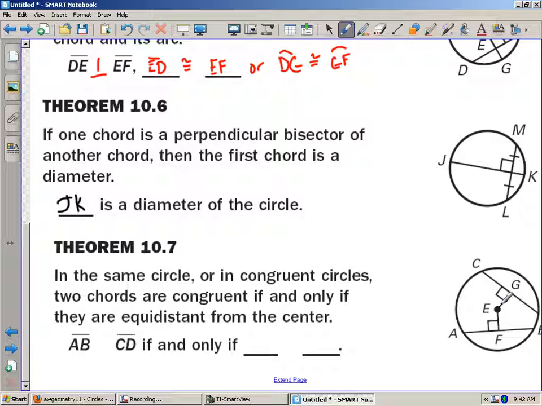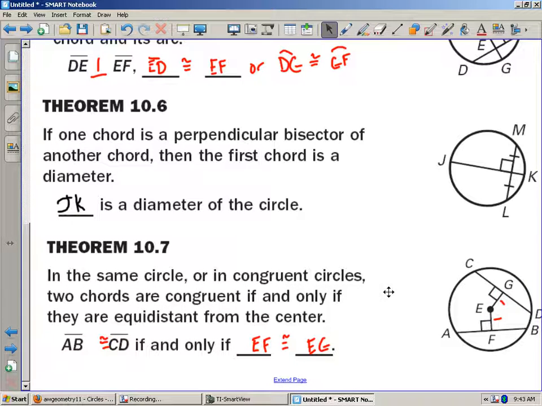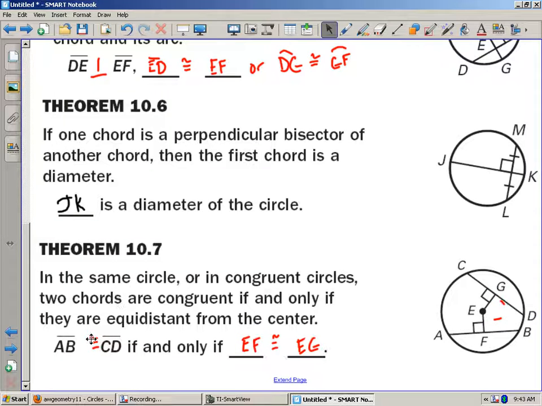So if EF is congruent to EG, then we know chord AB is congruent to chord CD. And we'll move this over just a little bit. So that's really what we're talking about in this case. We're just trying to represent that if the chords are congruent, then we know the distance from the center is the same, or we can say if the distance from the center is the same, then the chords are congruent. We can go either way on that. That's what the if and only if is all about.